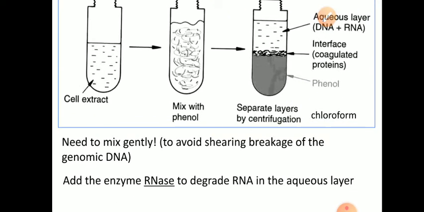Sometimes during centrifugation some of the RNA is also removed. But for complete removal of RNA, why do you want to remove RNA? Because you want DNA in pure form. Now, because you have separated proteins from the cell extract, RNA is still present. So to remove the RNA, RNase enzyme is added.